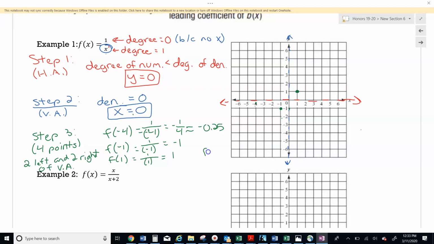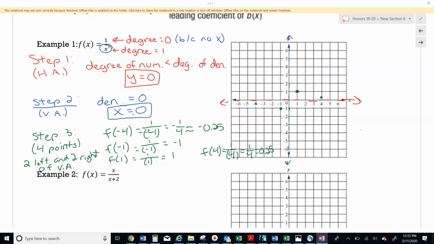And I'll put it over here. f of, I'm going to choose 4 next. f of 4 equals 1 over 4, which is 0.25. Sorry, I ran out of room. Okay, so at least 4 points. If you want to find more, feel free.